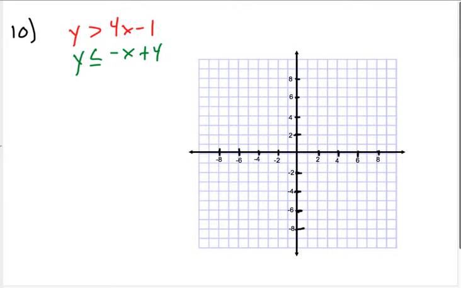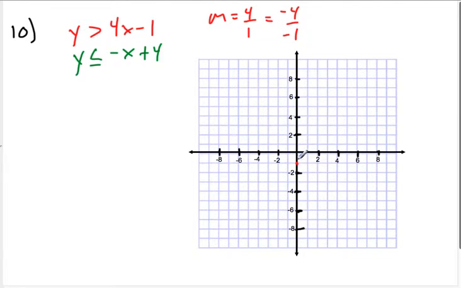All right, here we go with number 10. Now we are graphing inequalities. So we'll start with the red one. It is in slope-intercept form because it's solved for y. I know that the intercept is -1 and the slope is 4. So that means 4 over 1, also known as -4 over -1.